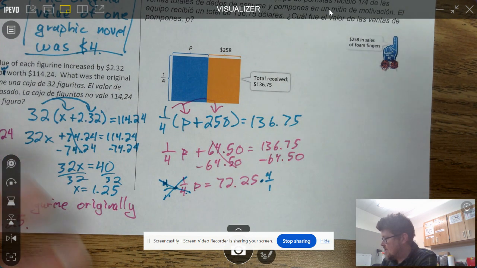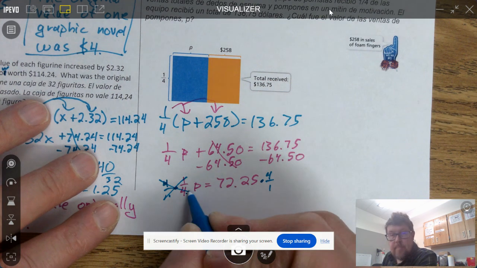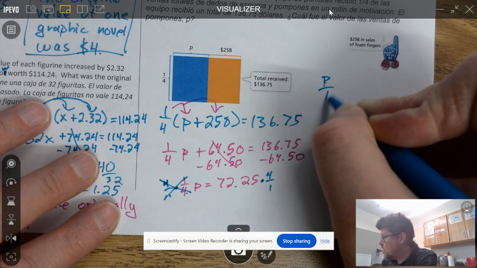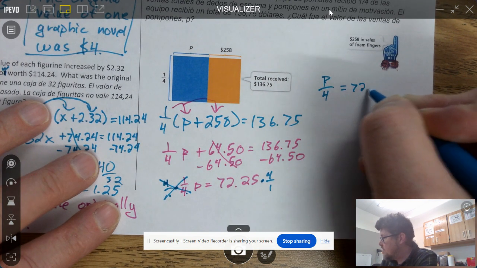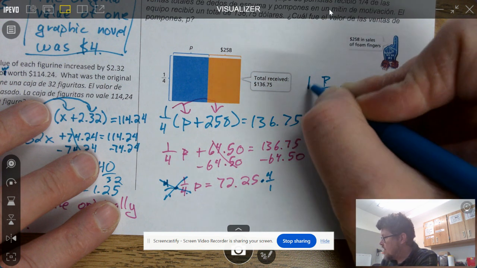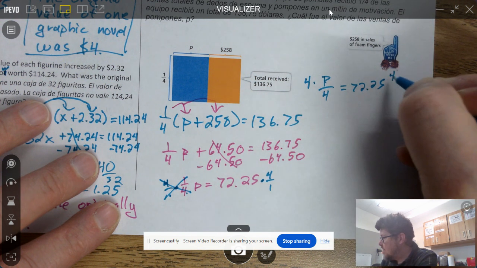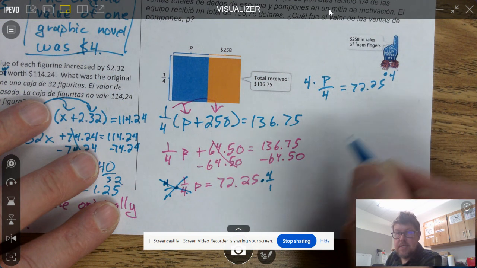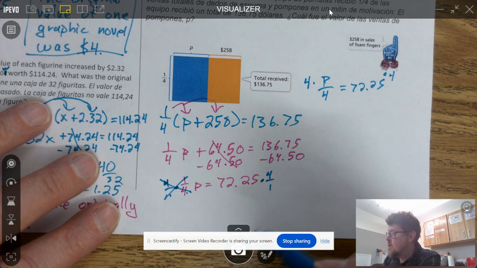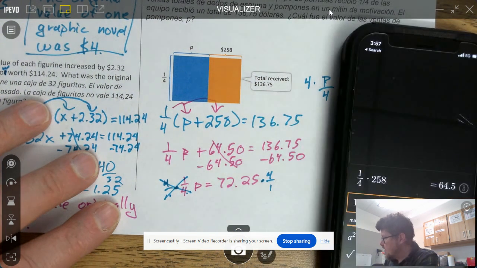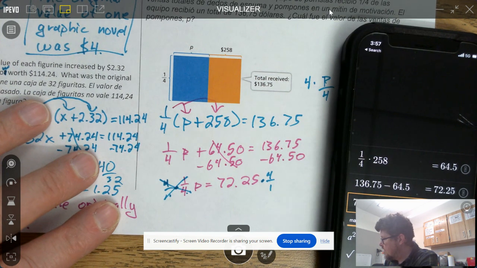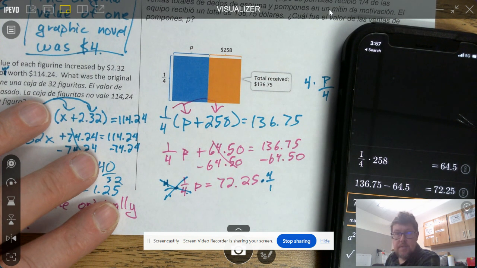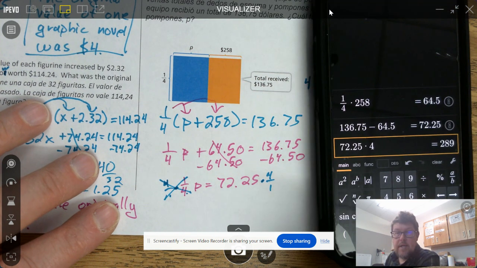What am I trying to say here? Right. 1/4 P is the same thing as P over 4 equals 72.25, right? So in reality, we're just multiplying by 4. I mean, it's literally the exact same thing, but it's kind of just 2 approaches to the problem. So we've got 72.25 times 4 gets us to 289.